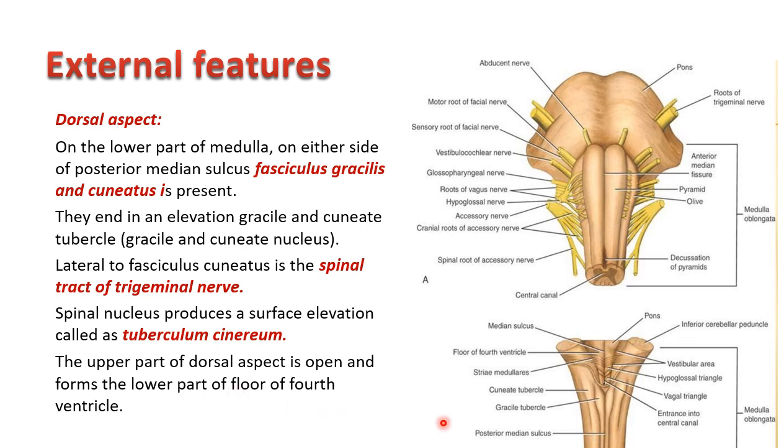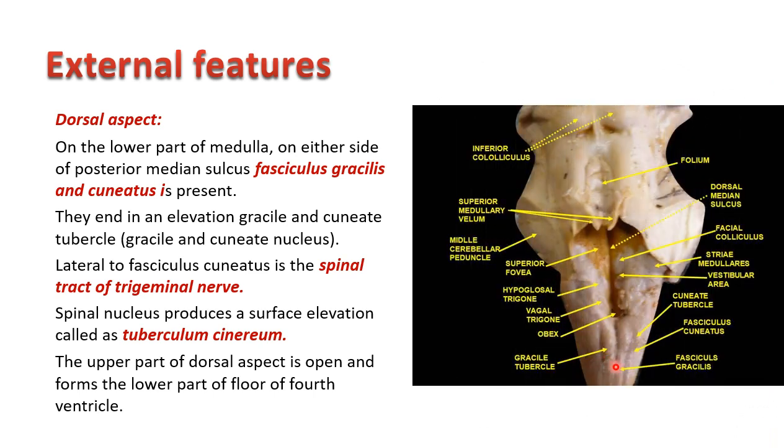Then the upper part of the dorsal aspect: it is closed here, but the upper part is open because of the diverging inferior cerebellar peduncles. You are able to see the inferior cerebellar peduncles. This part forms the lower part of the floor of the fourth ventricle. So these features you are actually seeing in the floor of the fourth ventricle.